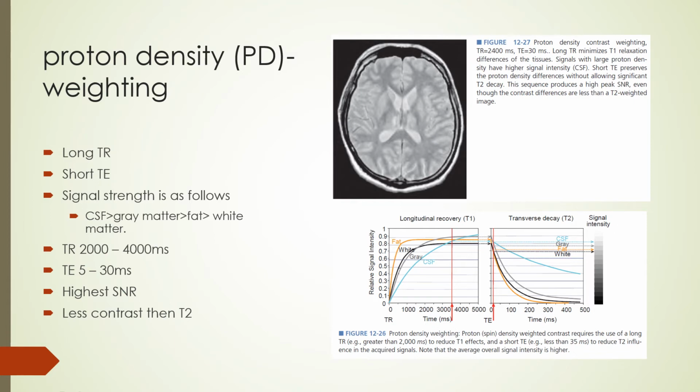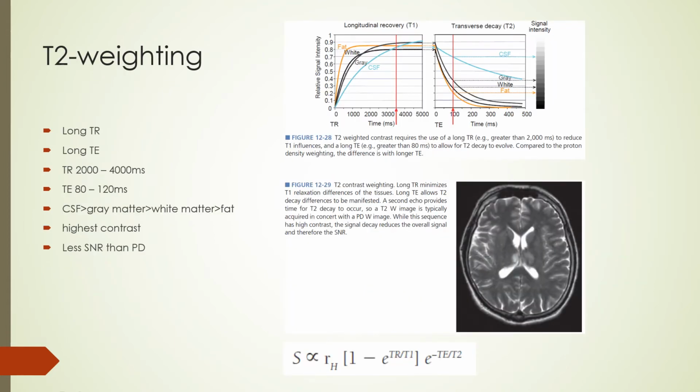A proton density weighted image is shown with CSF having the highest signal strength, followed by gray matter, fat, and white matter. In T2 weighting, a long TR and long TE are chosen. TRs range from 2000 to 4000 milliseconds, and TEs range from 80 to 120 milliseconds. A T2 weighted image shown here demonstrates high tissue contrast compared with either the T1 weighted or proton density weighted images. The highest signal strength is CSF, followed by gray matter, white matter, and fat. This is shown in the top figure.